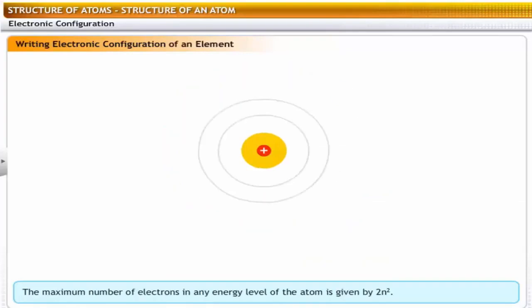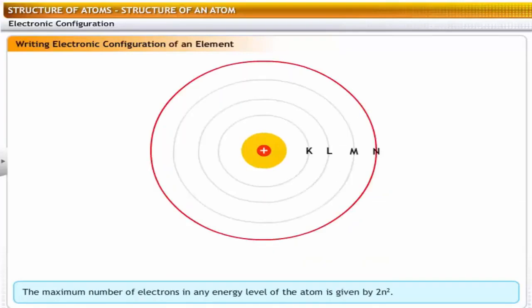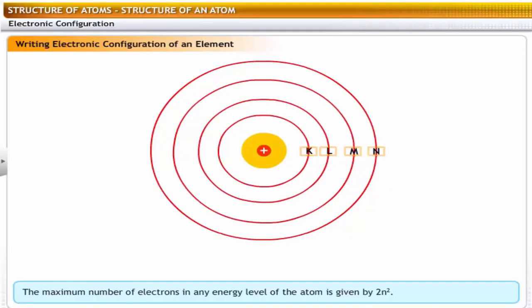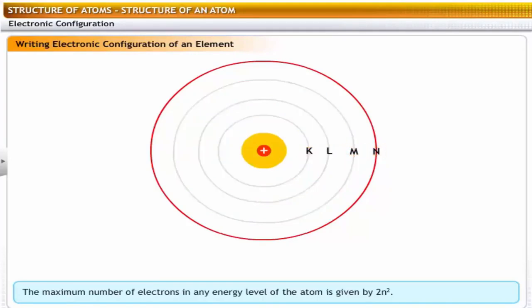In order to write down the electronic configuration of an element, one should have knowledge about the number of electrons in one atom of the element and the maximum number of electrons that can be accommodated in different shells of the atom. The maximum number of electrons that can be accommodated in any energy level of the atom is given by the formula 2n^2, where n is the number of that energy level.